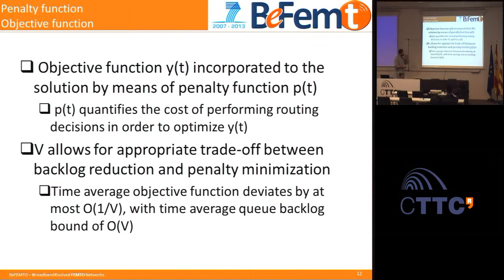In this case, what they showed is that by appropriately tuning this parameter V, theory says that you can reach as close as possible to the optimal. For example, imagine that your cost function is delay: you could be as close as possible to the minimal, optimal delay in the network, but at the cost of linearly increasing the Q-backlog. That's what the framework says, and you will see some results on that afterwards.